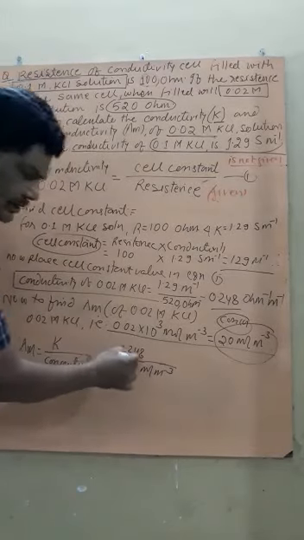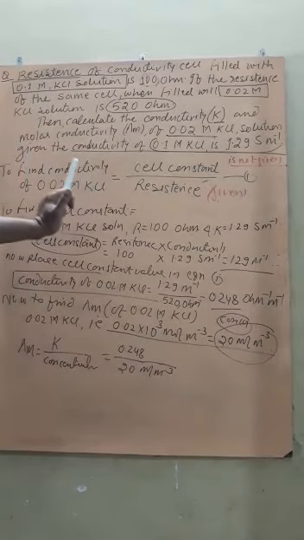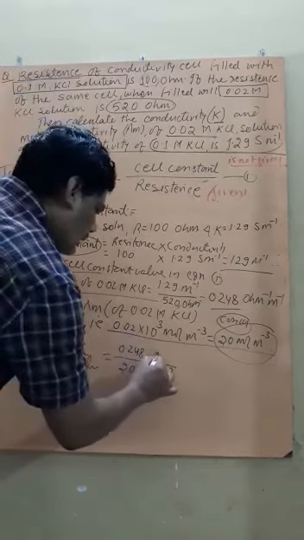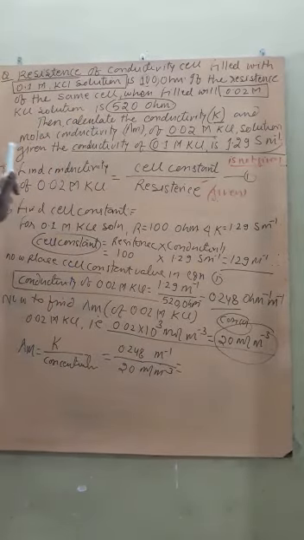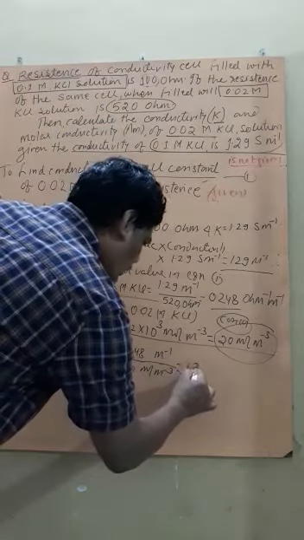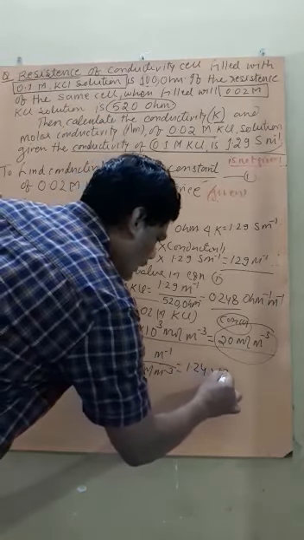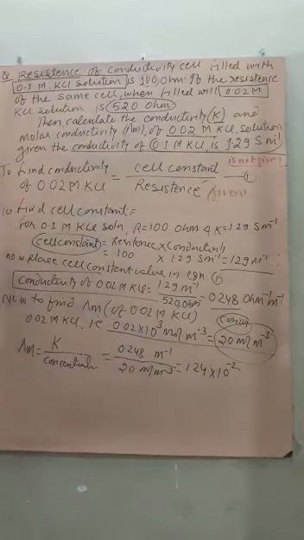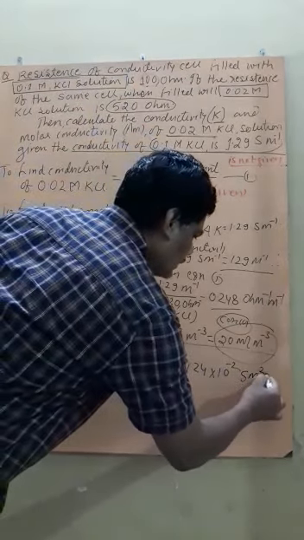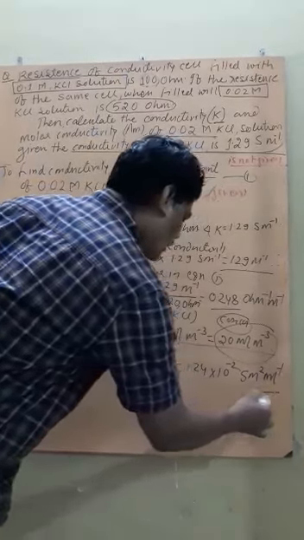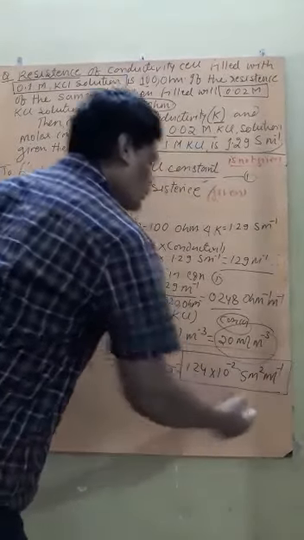And 0.248 per meter. When you solve, it will give the answer 1.24 into 10 to power minus 2 Siemens meter square per mole. So in this way you can solve the question.